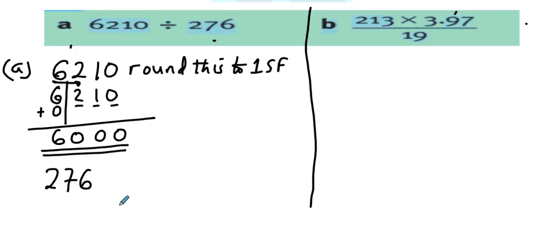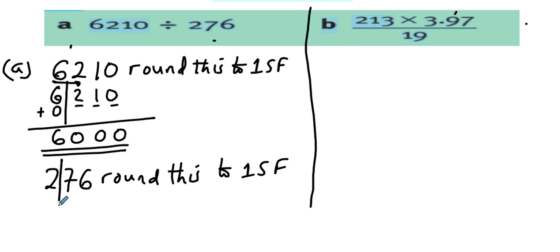Same applies here. You correct round this to one significant figure. You stand here. This is where the first significant is. Check on your right. There is a 7, so you'll be adding 1. You know the theory behind. So this will be 3, and this becomes zeros.